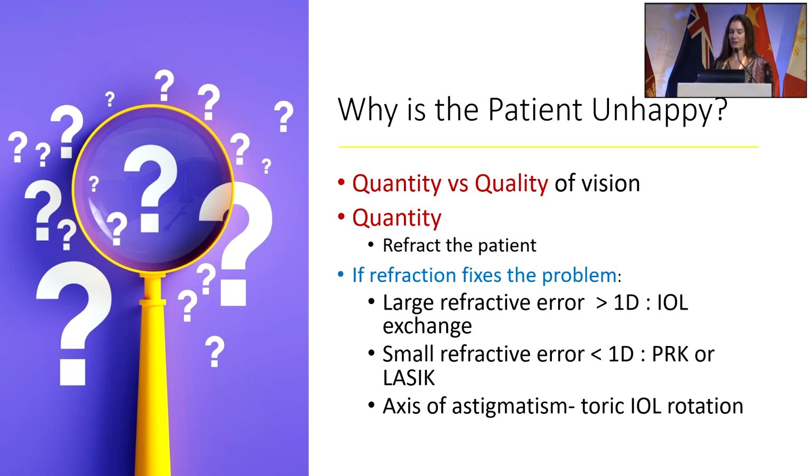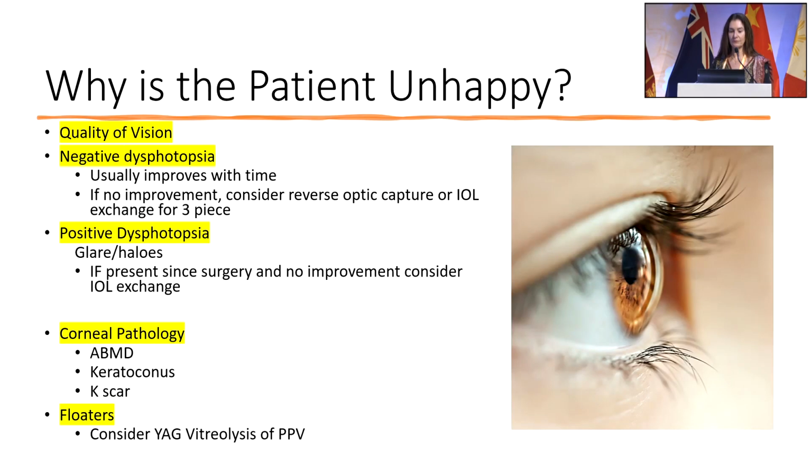If the refraction fixes the problem, then it's really pretty straightforward. If it's greater than a diopter, I prefer IOL exchange. And if it's a small residual refractive error, less than a diopter, then PRK or LASIK is going to be your friend here to fix this. If it's an axis of astigmatism issue, then potentially a rotation of a toric IOL. So you really want to ascertain, is it a quantity versus quality? If it's a quality of vision issue, then it gets a little bit more tricky and more in depth to decide why the patient is unhappy with their quality of vision.